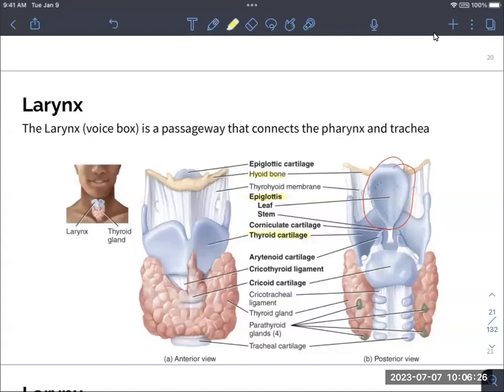Here's the thyroid cartilage. If you look from the inside, you see the arytenoid cartilage. There's the cricothyroid ligament. Here's the cricoid cartilage, the front and the back portion of it. You even see the thyroid gland. There's a lot happening in here.